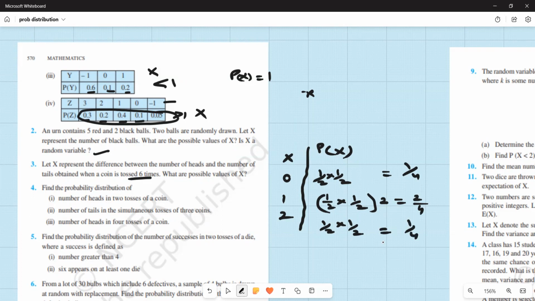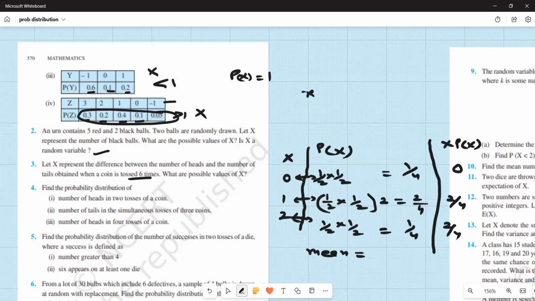If they ask for the mean, always try to understand this. If they ask to find the mean of this, then it will be the sum of x times Px. Multiply these two right over here and add them. So this is 0, this is 2 by 4, and this is 2 by 4. So the mean will be 2 by 4 plus 2 by 4.